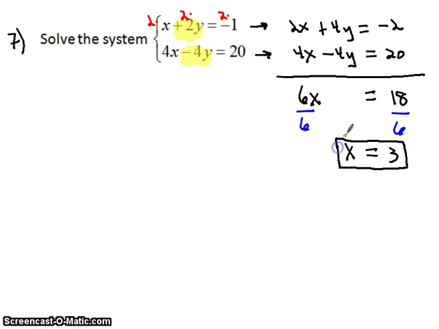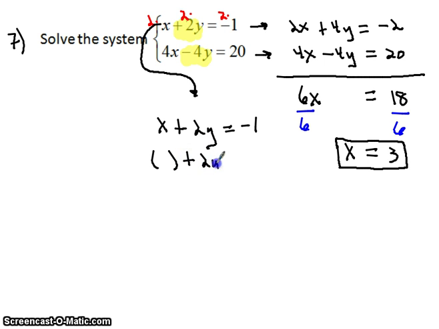I'll now need to determine the value of y. I can use either equation to do that. I'm going to use the original top equation, which is x plus 2y is equal to -1. I'm going to substitute my value of x into this original equation, plugging in 3.